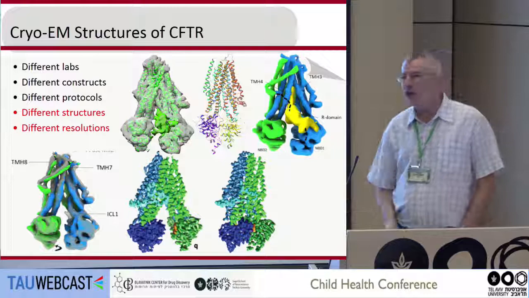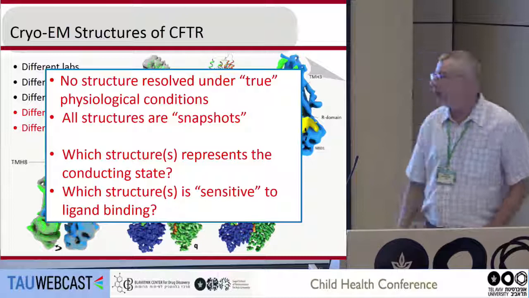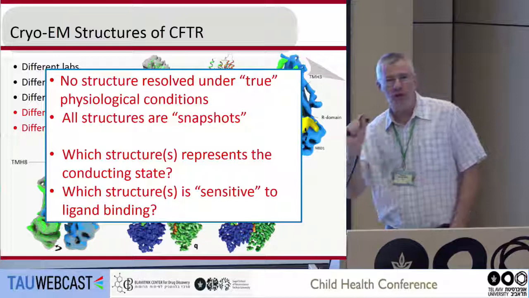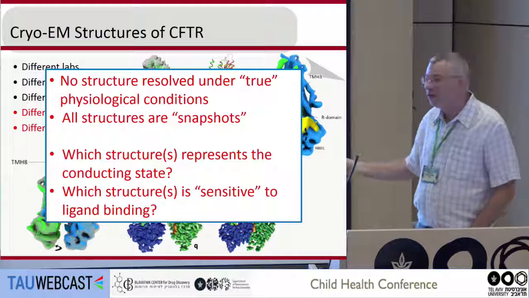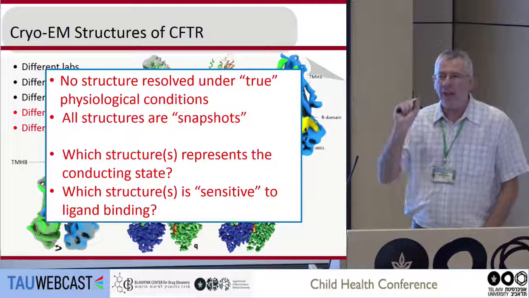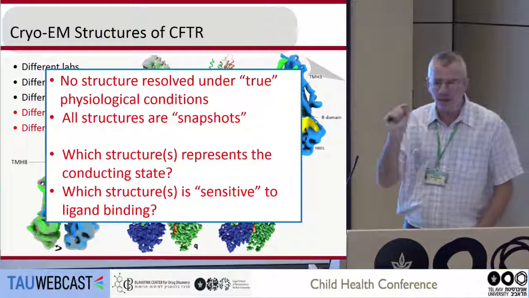Is any of this relevant to anything? It's a great question. We don't know the answer. No structure was resolved under true physiological condition. All the structures were solved under cryo-EM, which means low temperature, not in a cell membrane, with some kind of detergent. All structures are snapshots. And this is an important point, both for cryo-EM and crystallography. The things you get from the PDB are snapshots. Proteins are dynamic entities. We'll say something about it in a minute.